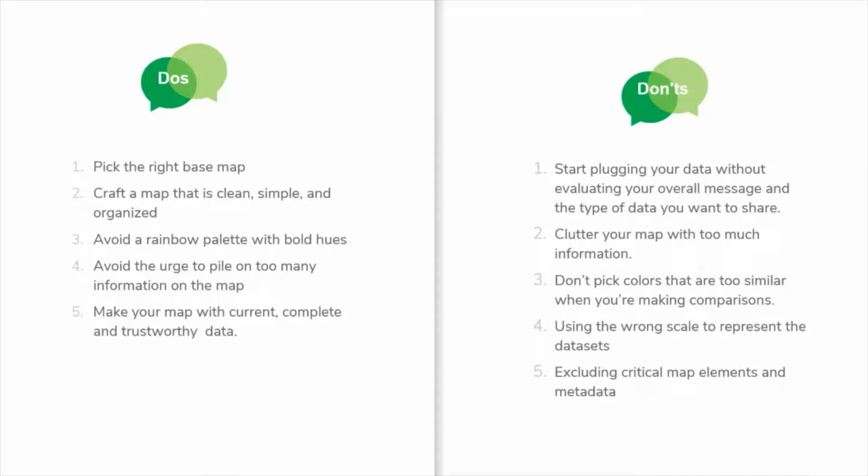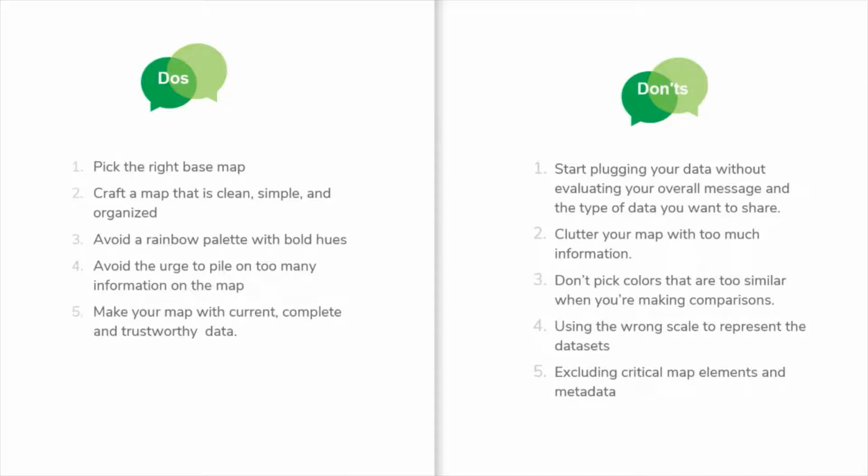Don't just throw all the data on the map and try to figure out how it falls, or clutter your map with too much information, whether too much text or too much data. You want to pick colors that are distinct when you are making comparisons, like blues and reds, which is very good. And you want to use the right scale. For example, if the data was collected at a particular scale, then using a much smaller scale is not going to accurately represent what you're doing.